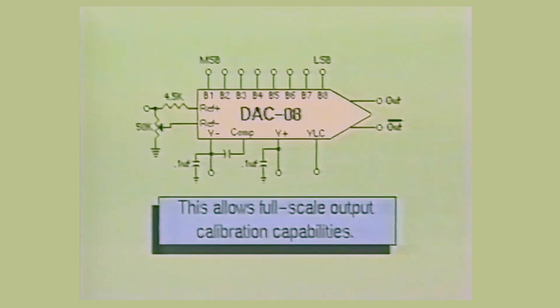The output current of this device can also be adjusted by varying the reference input current. This allows full-scale output calibration capabilities. This is accomplished through the use of a balancing circuit.